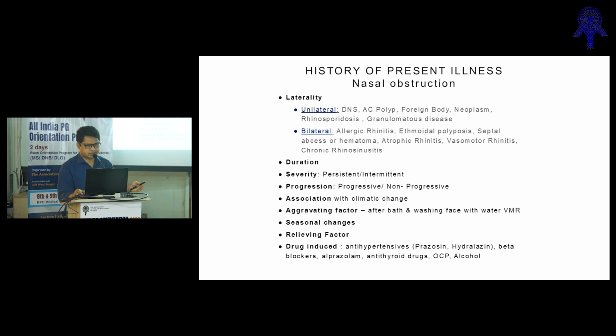Severity, whether it is persistent, intermittent, or aggressively severe. Progression of the disease, progressive or non-progressive. Association with any climate change, aggravating factors, seasonal changes, relieving factors, and whether it is drug induced. These are the things you keep in mind while taking any nasal obstruction history. So it should be surveyed by all these points.